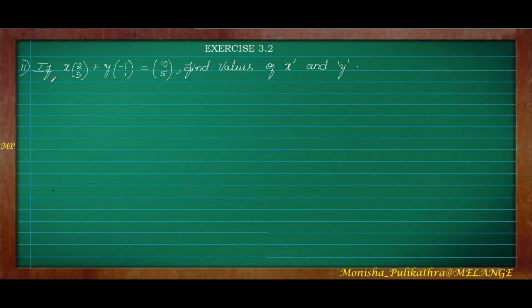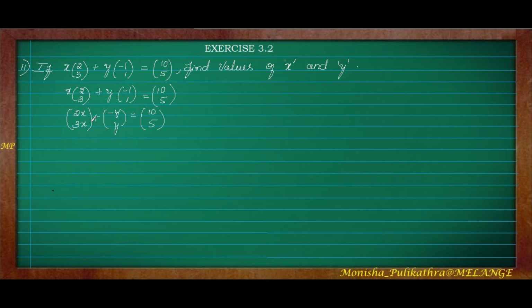Moving on to the 11th question. In the 11th question, we have to find out the value of x and y. Here x into 2, 3, that is the first column, plus y into minus 1, 1 is equal to 10, 5. Since it is multiplication, we can multiply each and every element of the first matrix with x. So 3x plus minus y and y is equal to 10, 5.